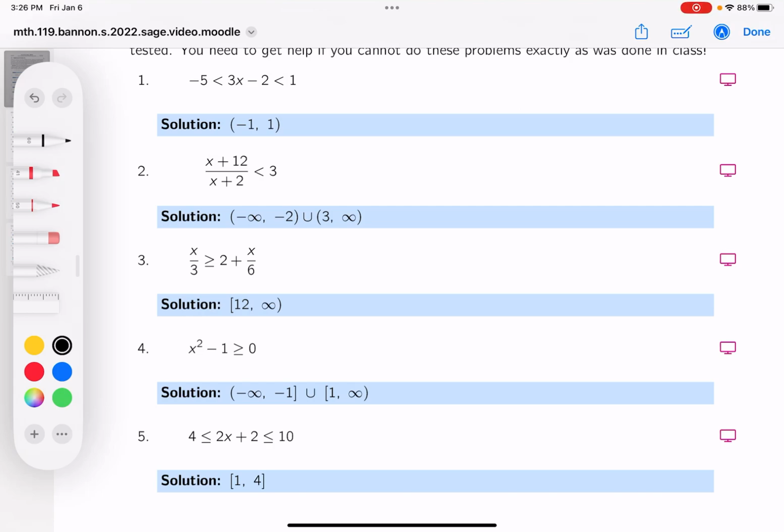Okay, problem number 2 is a rational inequality. What we're going to do is subtract 3 from both sides. What do you get? You get (x + 12)/(x + 2). Subtract 3 from both sides. You get 0. We want to get a comparison to 0. Common denominator would be x + 2.